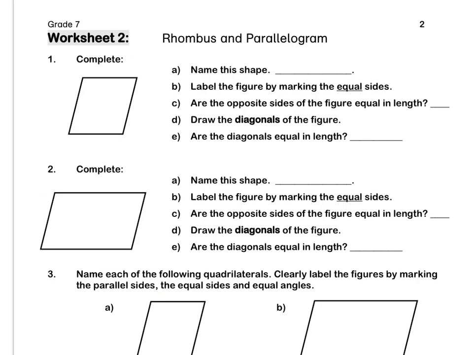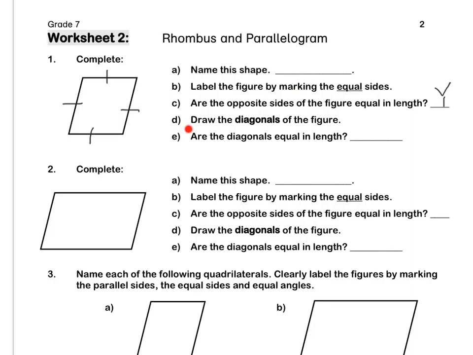Worksheet 2, question 1. Let's complete it together. A. Name the shape. This is a rhombus. B. Label the figure by marking equal sides. A rhombus has got 4 equal sides. It's a pushed over square. C. Are the opposite sides of the figure equal in length? Those two sides are equal and those two sides are equal. Therefore, this is true.